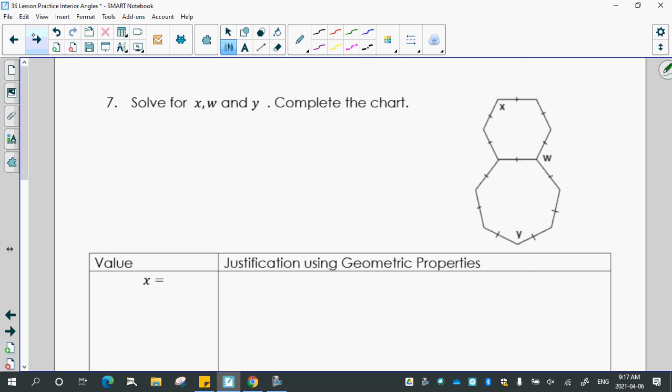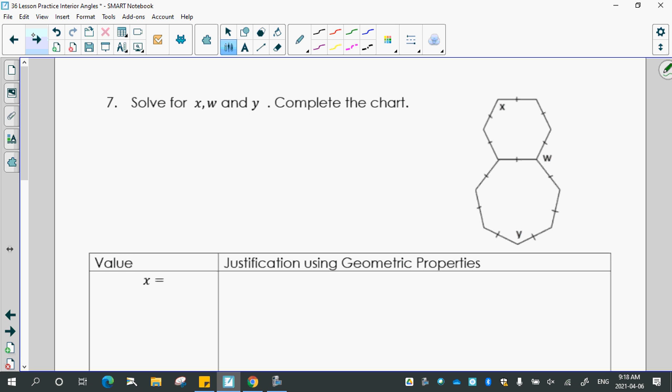All right, our next one. Solve for x, w, and y. Complete the chart. First of all, what do those little tick marks mean? Yep. They're all the same. Okay, all the sides are the same length. Anyone got an angle they want to find first for some reason? Logan? You want to find W first? Don't you need to know X and Y to find W?